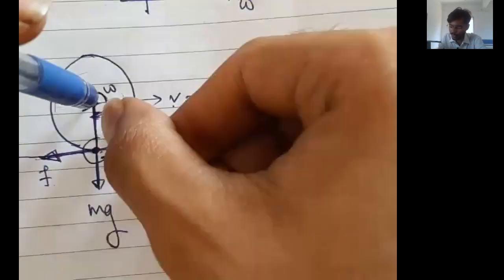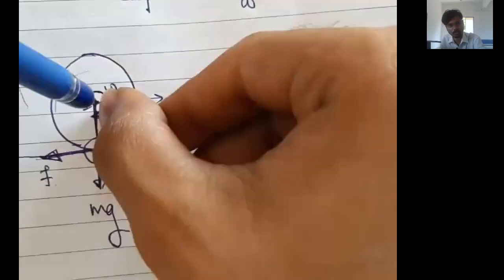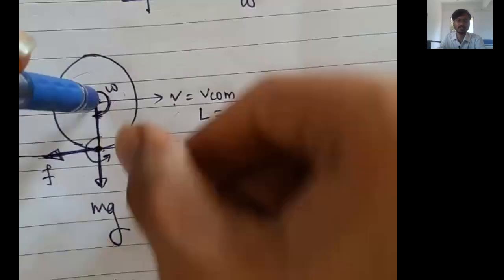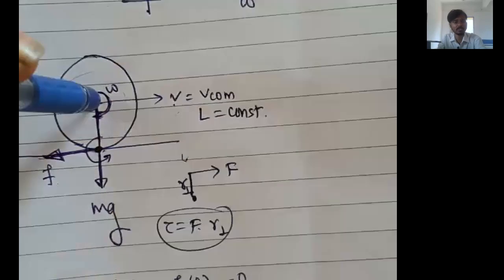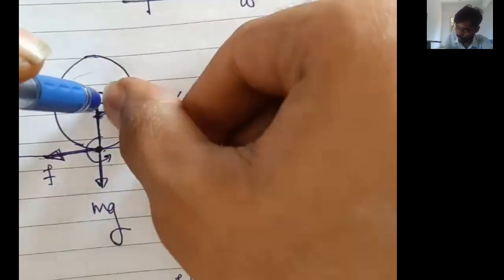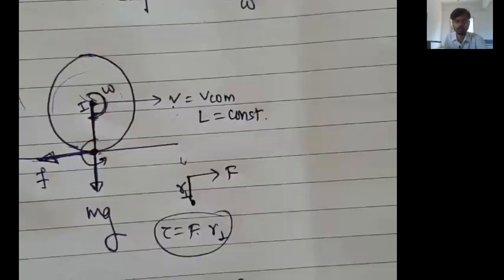Sir, mg is actually passing through the axis. Mg is also passing through this point. So perpendicular distance of this force, force into perpendicular distance is the torque. So because of this force, what is the perpendicular distance from the axis? 0, because mg is passing through the center of mass. So force into perpendicular distance, mg into 0.